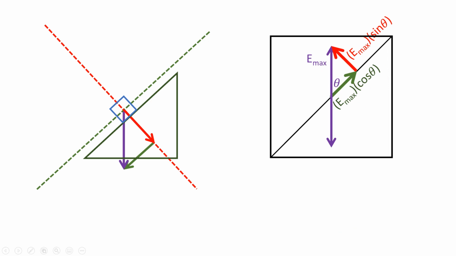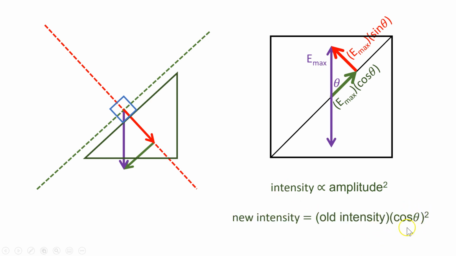And we're taking this amplitude, this maximum electric field strength, we're multiplying by cosine. But unfortunately, we won't really deal with amplitude, we will deal with intensity. And intensity depends on the square of amplitude. So if we multiply the amplitude by cosine theta, then the intensity gets multiplied by cosine squared of theta. That is precisely what Malus's law says.